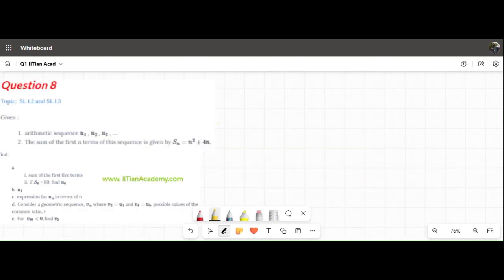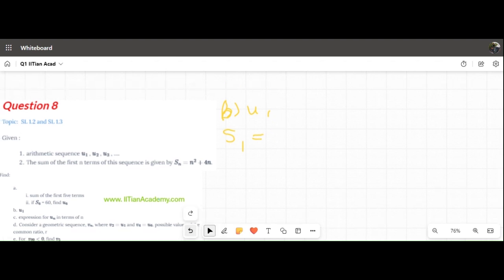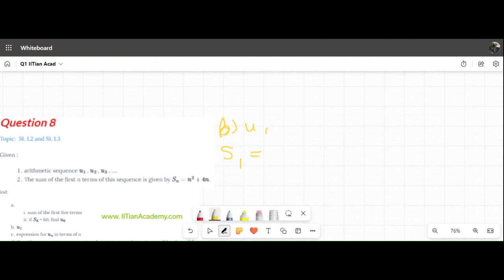Now for our next question B, we are asked to find the first term in the sequence. So we can just find the sum of all the terms up to 1, which will make the equation 1 squared plus 4, which is just 5. And since the sum of the first term only includes the first term, then we can say this is also equal to U1.